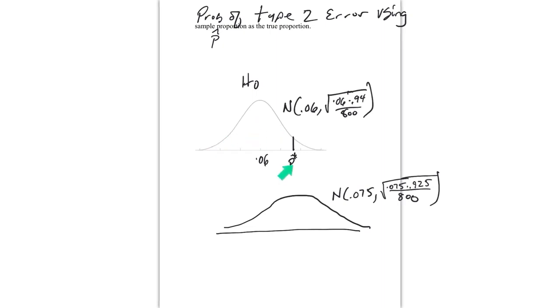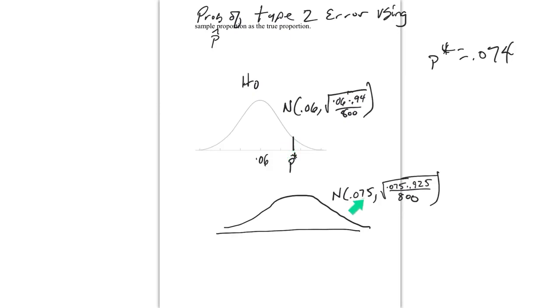To find P star, we just need to go to the calculator and do an inverse norm of 0.95 with this mean and this standard deviation. Go ahead and do that and calculate your P star. Our P star was 0.074. If you have questions on how to find that, it should be just an inverse norm of 0.95 with the mean of 0.06 and this standard deviation. So we found this P star. Now, that is our reject value.